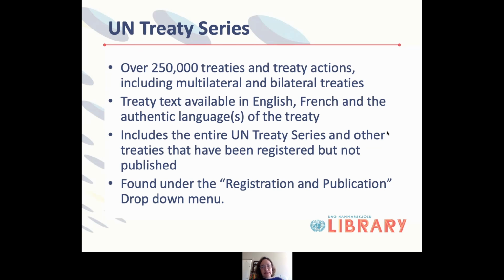Treaty texts are available in English, French, and the authentic language or languages of that treaty. So if a treaty was written in Spanish between two Spanish-speaking countries, it will also be available in English and French, and also in Spanish. It includes the entire print publication of the UN Treaty Series, and other treaties that have been registered but not published. As I said, you can find it from that drop-down menu for registration and publications.